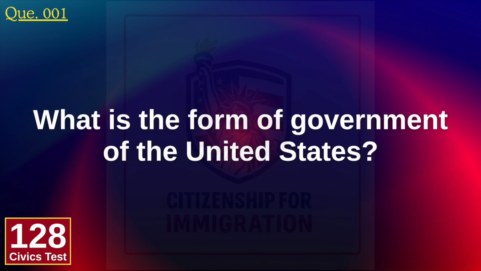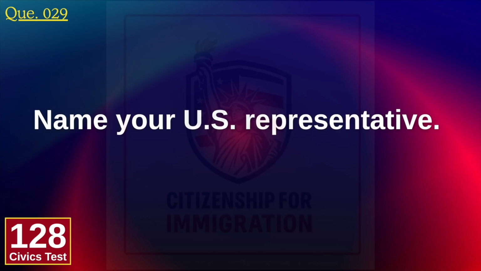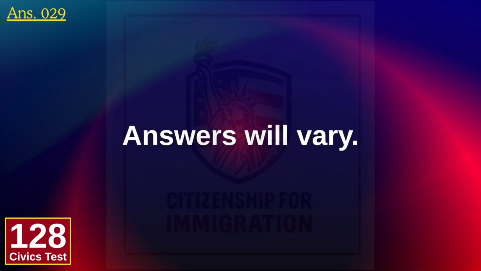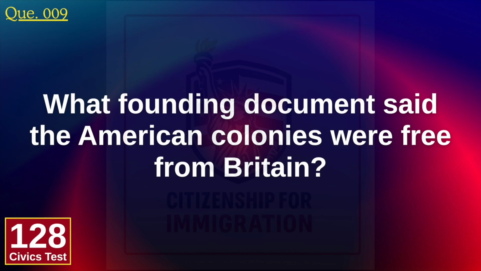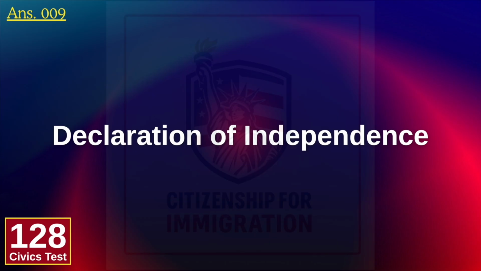What is the form of government of the United States? Republic. Name your U.S. representative. Answers will vary. What founding document said the American colonies were free from Britain? Declaration of Independence.